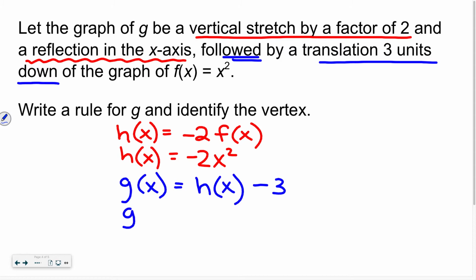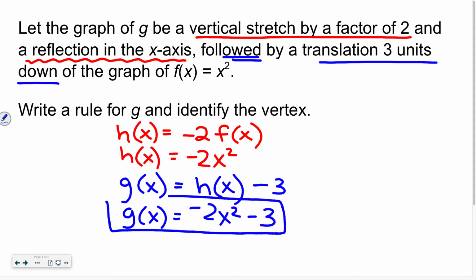So I would do g of x equals negative 2x squared, that's what h of x is, subtract 3. And this would be my equation. It's important that you follow the order, because if you did minus 3 in the original one, you don't want to distribute the vertical stretch to that, so that comes later. And remember, if you're moving down, you're doing it to y, so you just put it on the end of the function. If we were moving right or left 3, we would have to put that inside with x, and we would protect it with a parentheses.